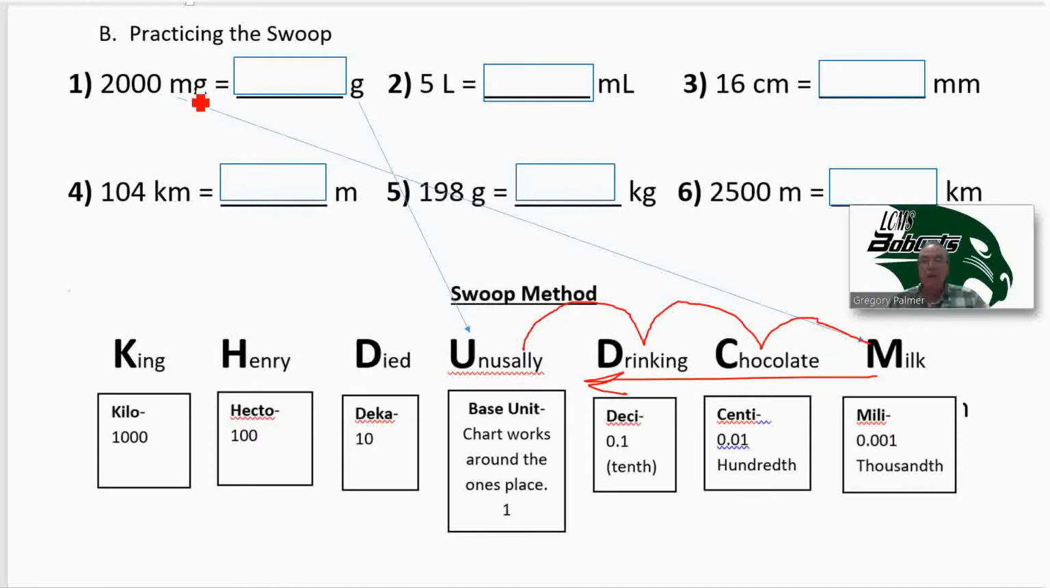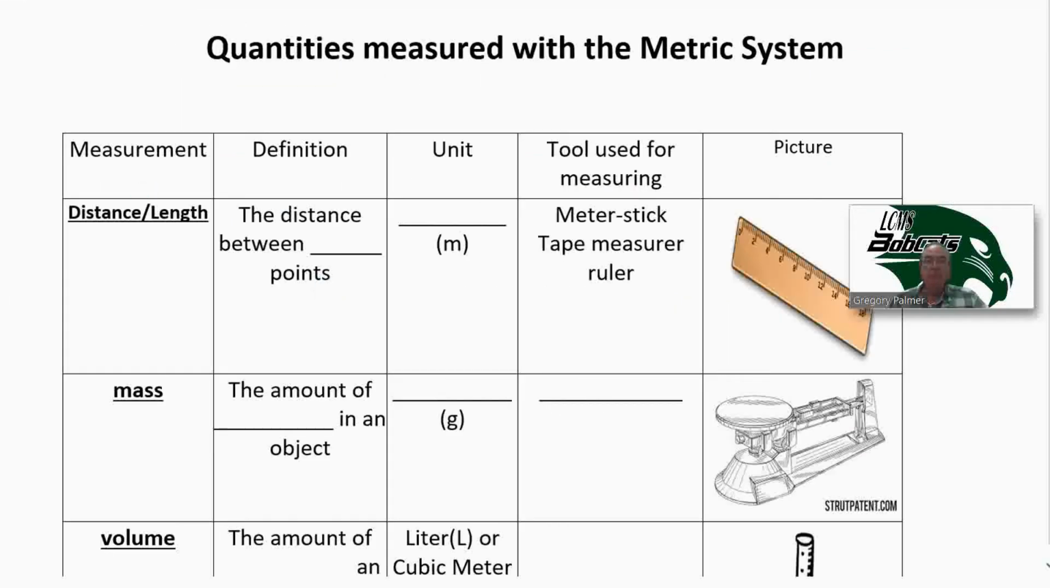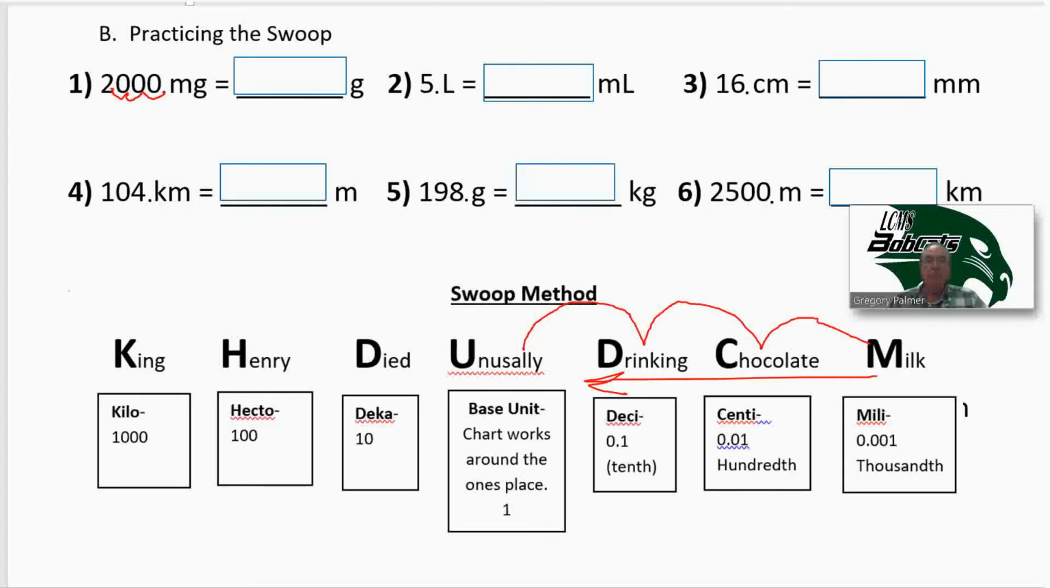So when I solve this problem, I'm going to do the same thing. I'm going to move the decimal 1, 2, 3 swoops that way. Okay, the answer would be 2 grams.